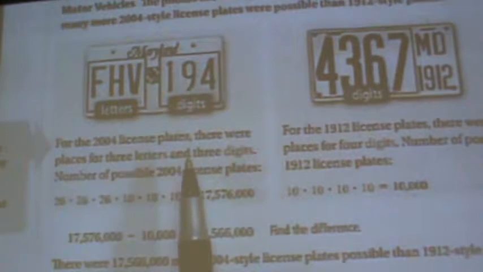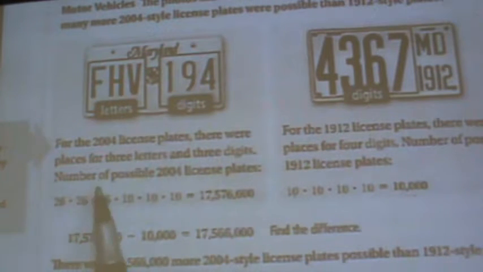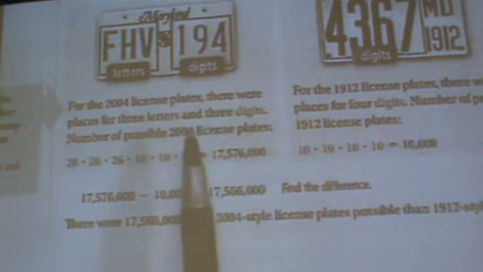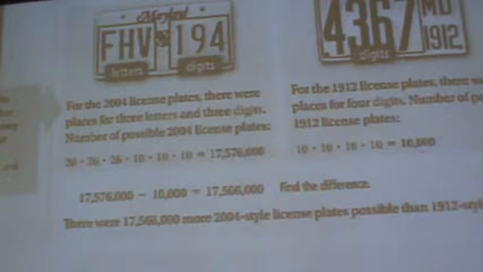So if they are asking you a question like, how many more license plates in 2004 were possible than in 1912, the difference of these, which is 17,566,000, is the number of more license plates that they could have created in 2004 to go with the increase in population. Okay? So let's see if you can do this next one.